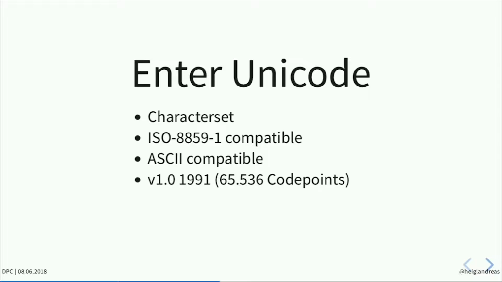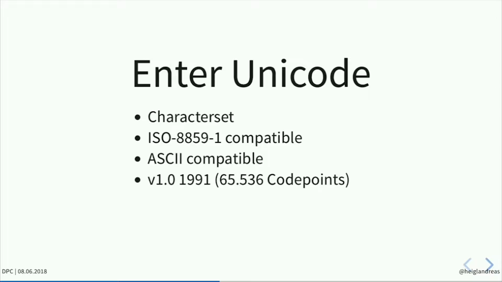The first version was introduced in 1991, and it had 65,536 code points. Over 65,000 code points instead of 256. Isn't that awesome? By coincidence, that was the same year that Java saw the light of this world, and they made a mistake on that. I'll tell you about that later.